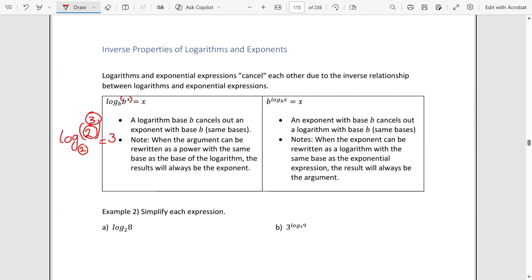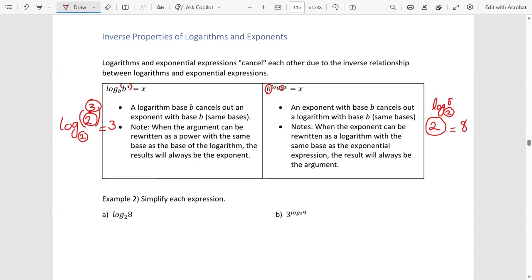And the same here. If the base of the exponential number is the same as the base of the log, again, they cancel each other. For example, what is 2 to the power of log of 8 base 2? The base of the exponential is the same as the base of the log, so they completely cancel each other, and the answer is just 8. We don't even need to calculate the log of 8 base 2 and then raise to that power. They completely cancel each other as long as the bases are the same.